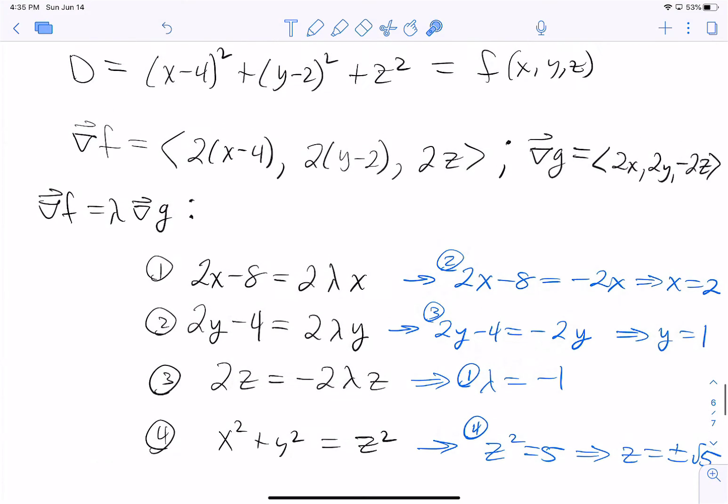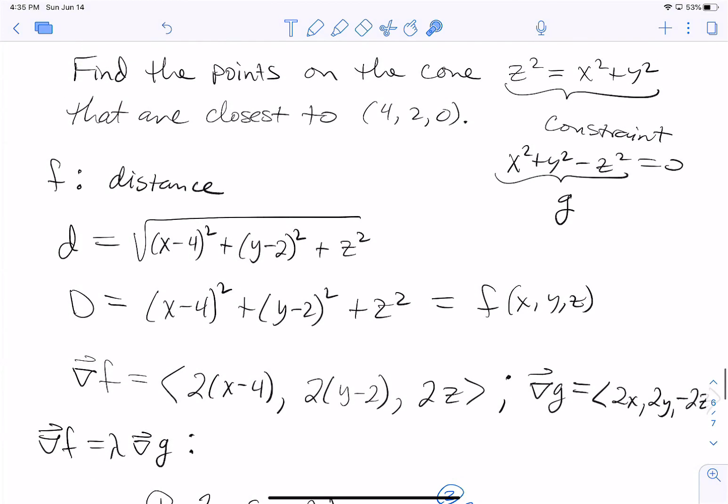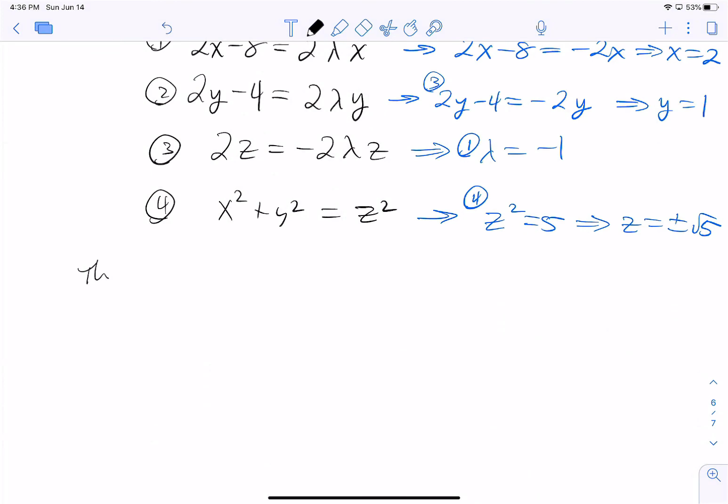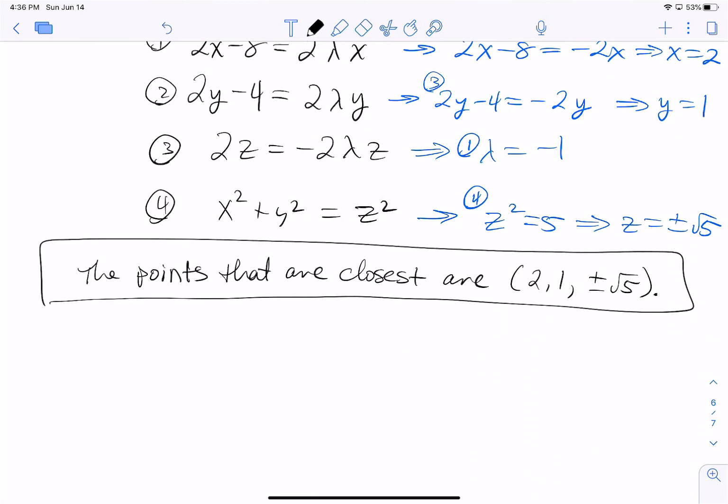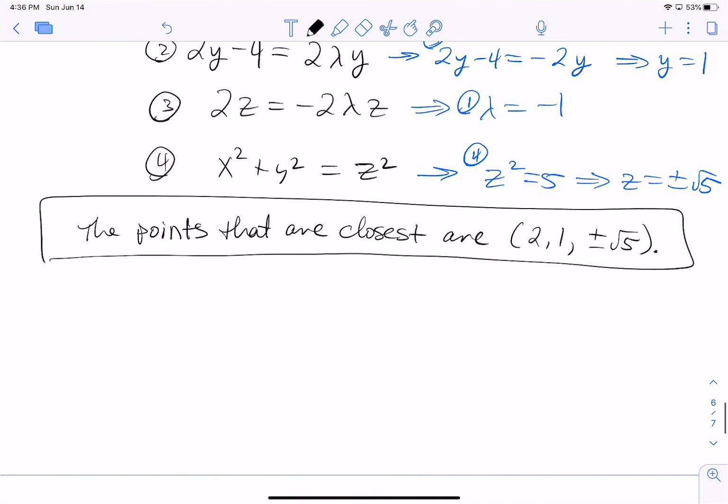Now, if we go back to the original statement of the problem, find points on the cone that are closest to (4, 2, 0), we're finding points, not the actual distance. Therefore, the points that are closest are (2, 1, plus or minus the square root of 5). And I would encourage you to look at GeoGebra and see that this makes sense.